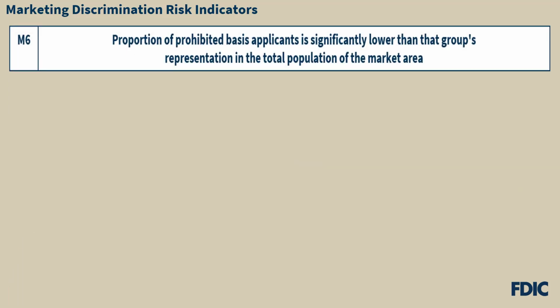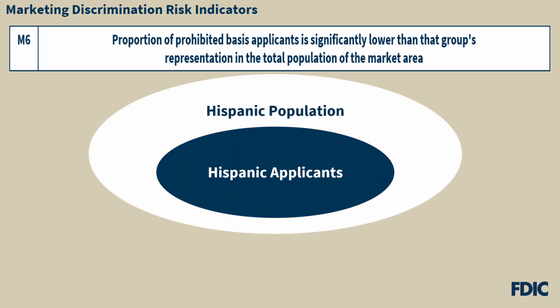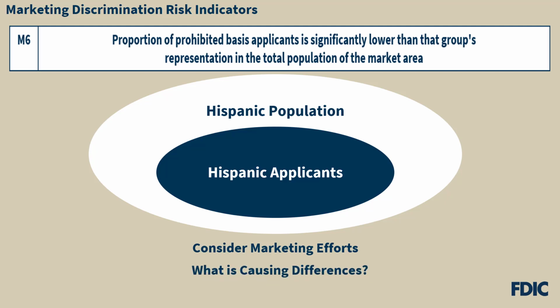M6 addresses when the proportion of prohibited basis applicants is significantly lower than that group's representation in the total population of the market area. For example, if the percentage of applications from Hispanic applicants was lower than that group's representation in the total population in the bank's market area, it could be that the bank's marketing efforts are not attracting applicants from that population. Efforts to understand the cause for any differences in the proportion of applications from certain groups could help identify whether marketing efforts are reaching that group.